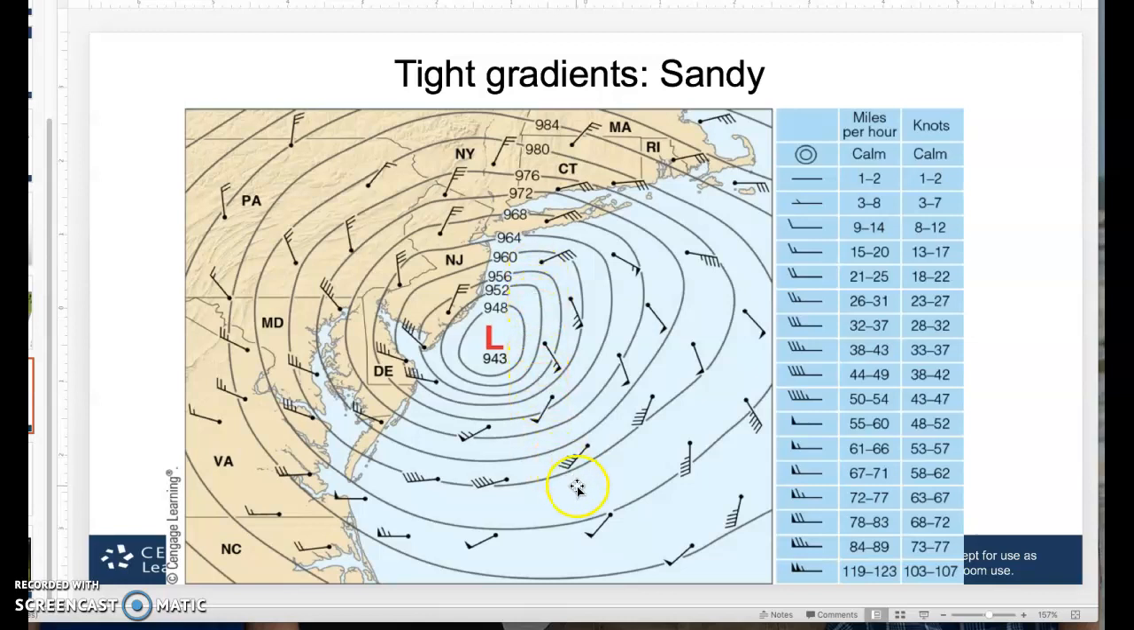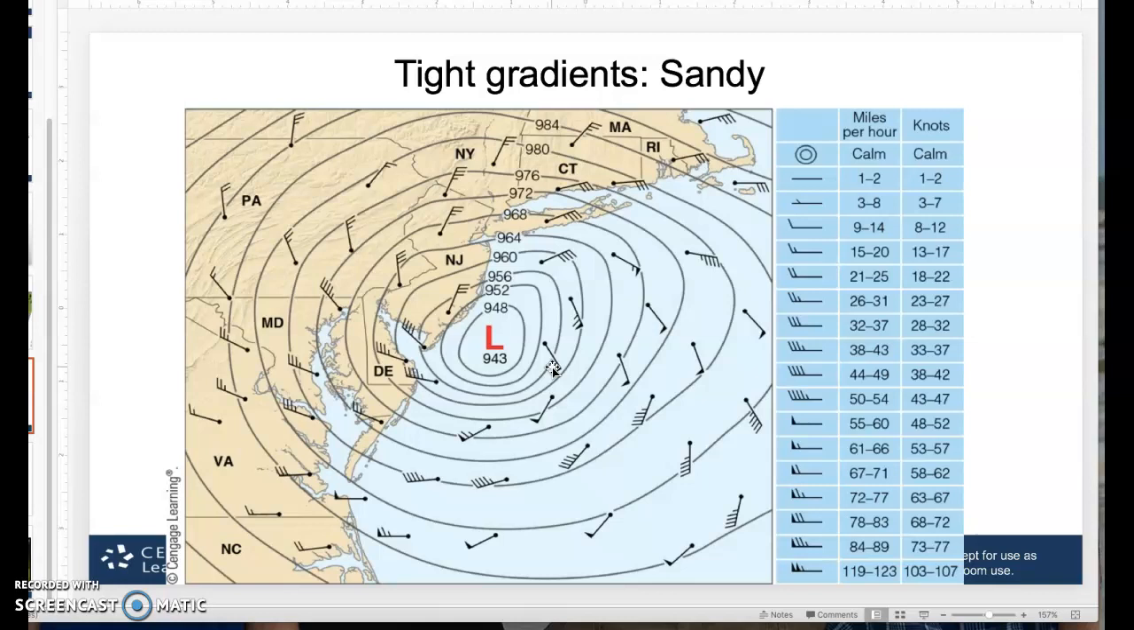You can see here many things in this gradient surface map of Sandy. You can see that the winds are higher where the pressure gradient is tighter, and the winds are weaker where the pressure gradient is wider. All right. Relatively, these winds are light compared to seeing the triangle and the barb here.